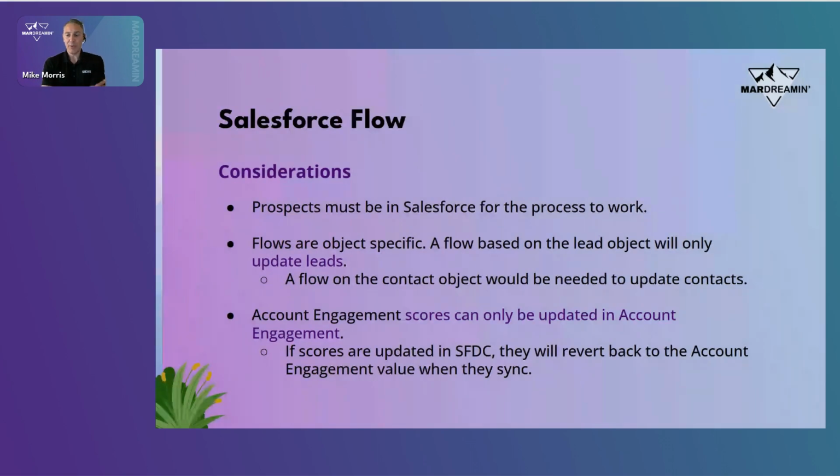Now, there are some considerations we need to consider as well. In order for the flow to run, obviously the prospect has to be inside Account Engagement. So when you're creating that record inside Account Engagement, you do have to have an assignment process, so those records sync over.